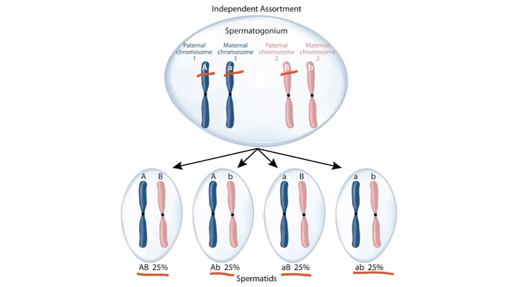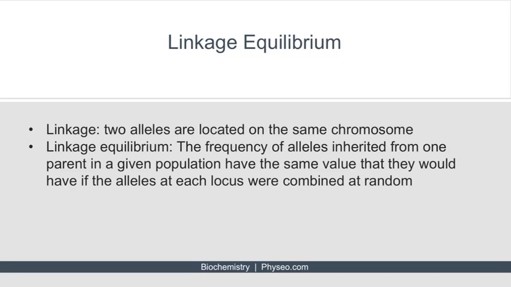Okay, with this background, let's discuss linkage equilibrium. Linkage refers to the idea that two alleles are located on the same chromosome. In other words, they're physically linked together. Linkage equilibrium refers to the idea that the frequency of alleles inherited from one parent in a given population have the same value that they would have if the alleles at each locus were combined at random. This sounds a little confusing, so let's do a question to see how this is applied.